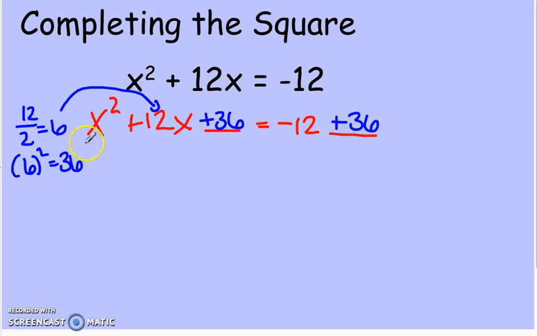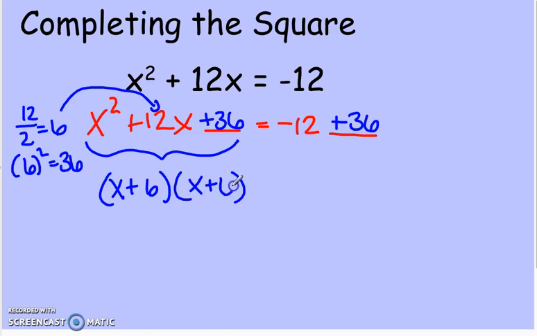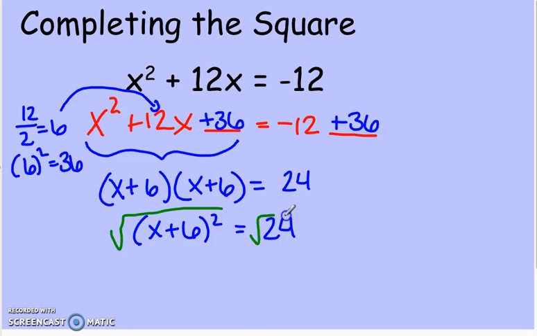Okay, now we're going to take our trinomial here and factor it into two binomials. And remember, your clue over here was the 6. So x plus 6 times x plus 6 equals, and then negative 12 plus 36 is 24. That's like 36 minus 12. Okay, so now we're going to turn this into a binomial squared equals 24. And the next step is, I'm going to switch colors here so you can see, to take the square root on both sides.